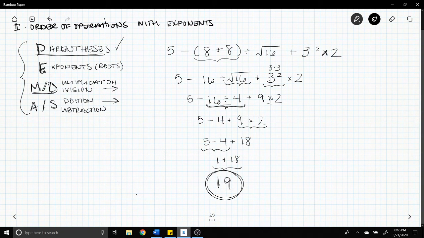So there were a lot of steps to this problem. So if you're not using order of operations appropriately, you will get incorrect answers. So make sure that you are getting that down. If you need help, let me know. Let your parents know, siblings, whoever may help you.